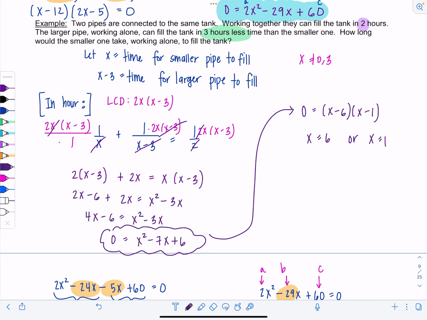One of these doesn't make sense and we got to throw it away. Which one? Yep, 1. Why does that one make no sense? Because if x is 1, 1 minus 3 would be negative 2. That wouldn't make sense for the time for the larger pipe to fill. Okay, so let's see. Can we answer the question? How long would the smaller one take working alone to fill the tank? Yes, the smaller one would take 6 hours by its lonesome. Okay, we answered the question.